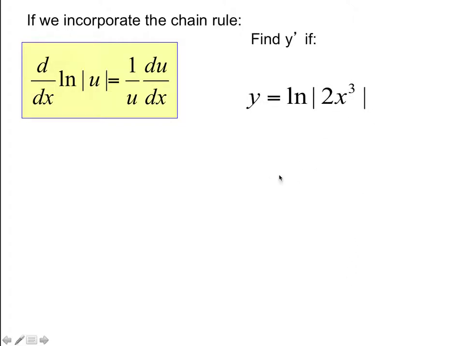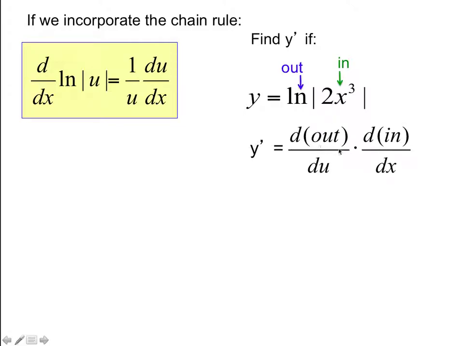So 2x cubed. The outside function is still natural log. The inside function is now 2x cubed. So our derivative is 1 over, again, the outside times the inside derivatives. It's going to be 1 over whatever's in the absolute value. So 1 over 2x cubed times the derivative of the absolute value, which is going to bring down the 3 to make a 6, x squared.